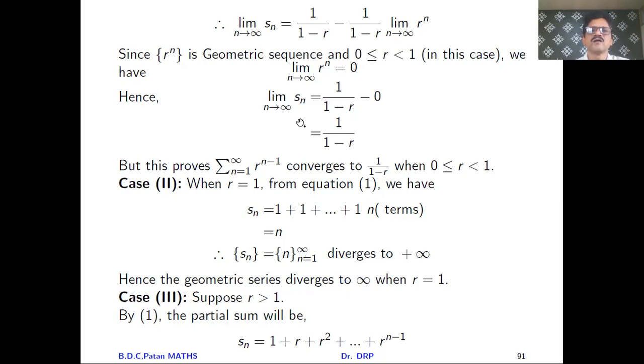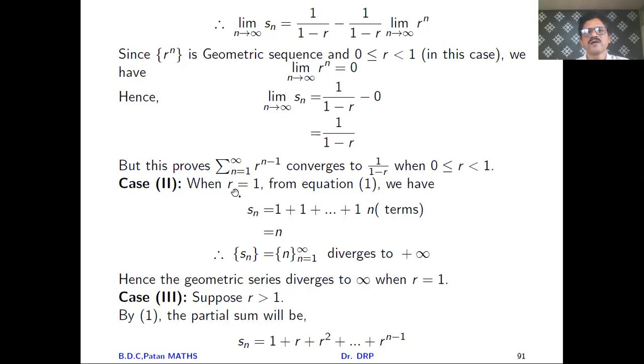Its meaning is that our series, summation n from 1 to infinity of r raised to n minus 1, converges to 1 upon 1 minus r. So this series converges to 1 upon 1 minus r when 0 is less than or equal to r, strictly less than 1. So easily we have proved here that the geometric series is convergent if r is less than 1.